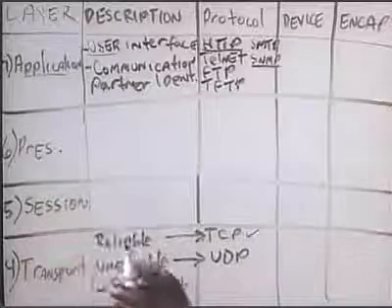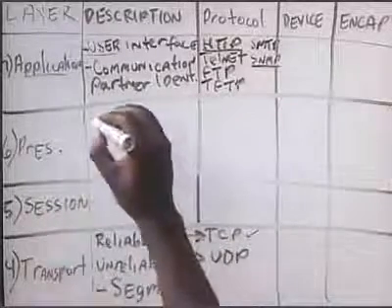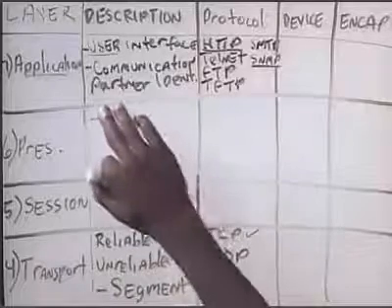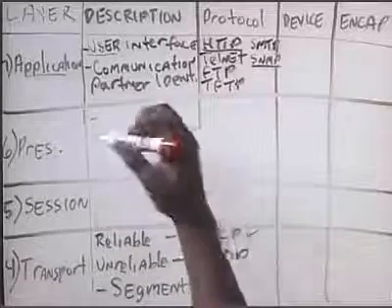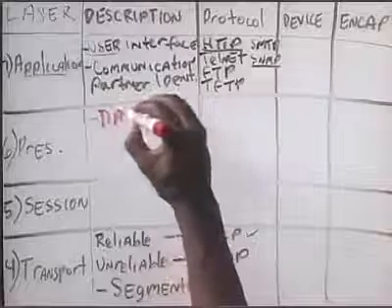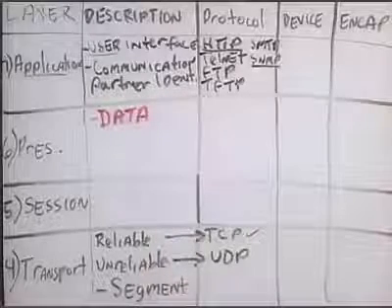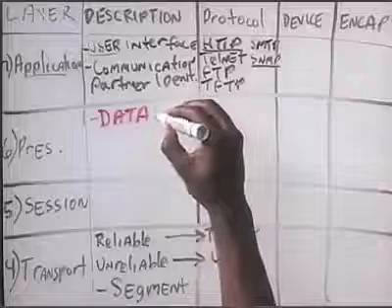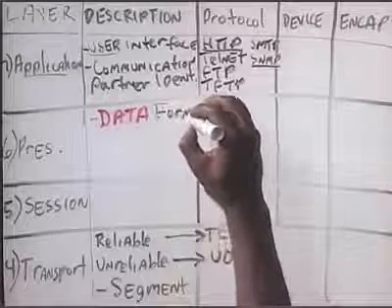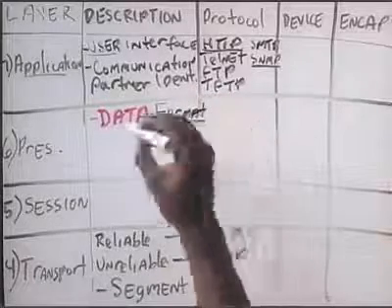Layer 6, the presentation layer, is involved with the data format. This is the layer concerned with how the data is presented. So a good keyword here would be format, the data format.